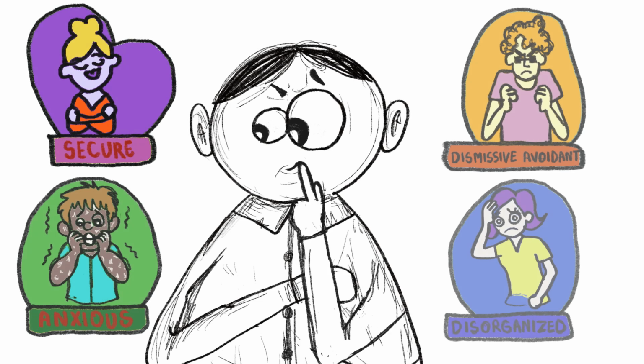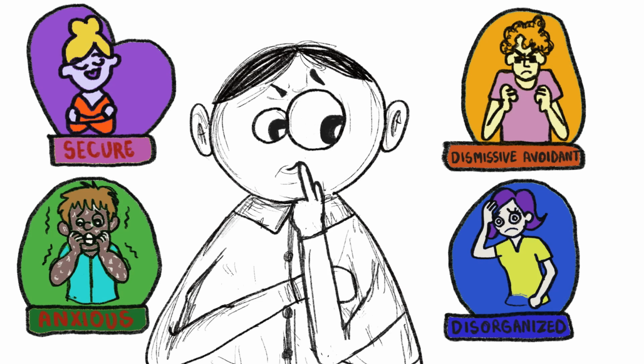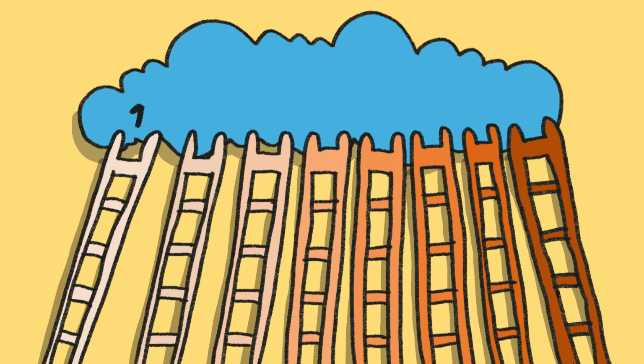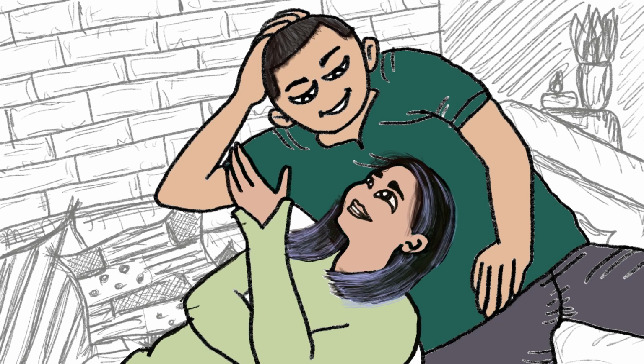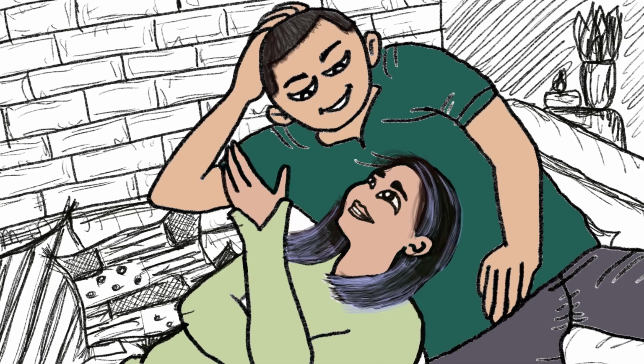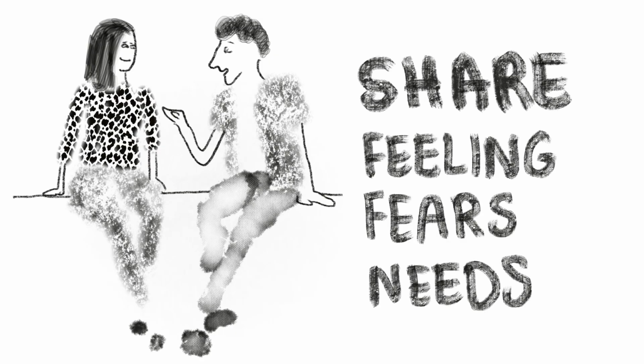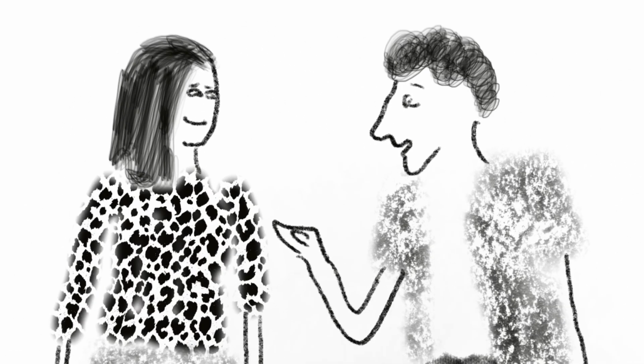Once you're aware of your past and your attachment style, as well as your partner's, you can take these 8 steps to build more secure relationships. Open communication. Foster honest and open communication with your partner. Share your feelings, fears, and needs, and encourage them to do the same.